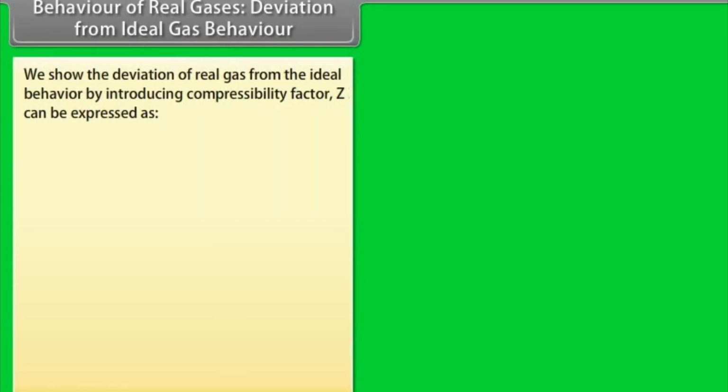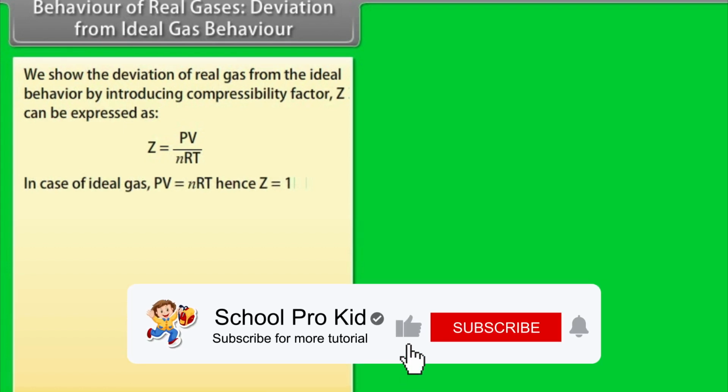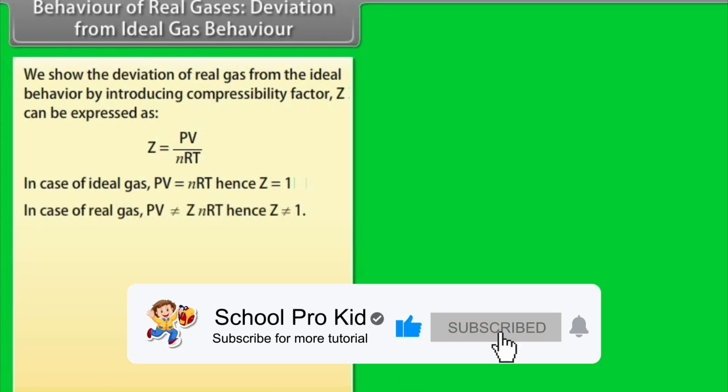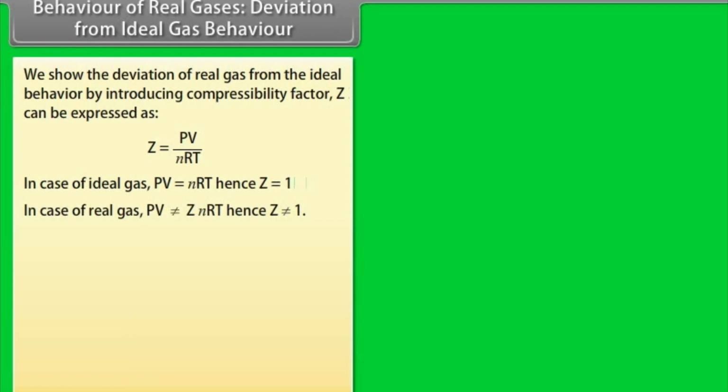Behavior of real gases. Deviation from ideal gas behavior. We show the deviation of real gas from the ideal behavior by introducing compressibility factor. Z can be expressed as Z is equal to PV by nRT. In case of ideal gas, PV is equal to nRT. Hence, Z is equal to 1. In case of real gas, PV not equals to Z nRT. Hence, Z not equals to 1. Thus, in a case of real gas, the value of Z can be less than 1 or greater than 1.